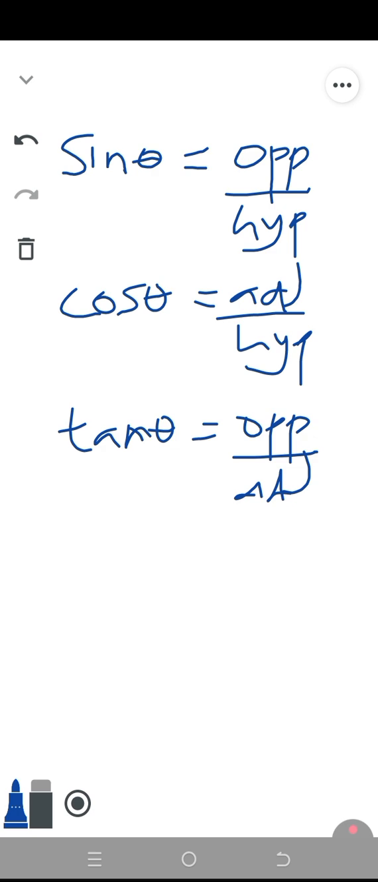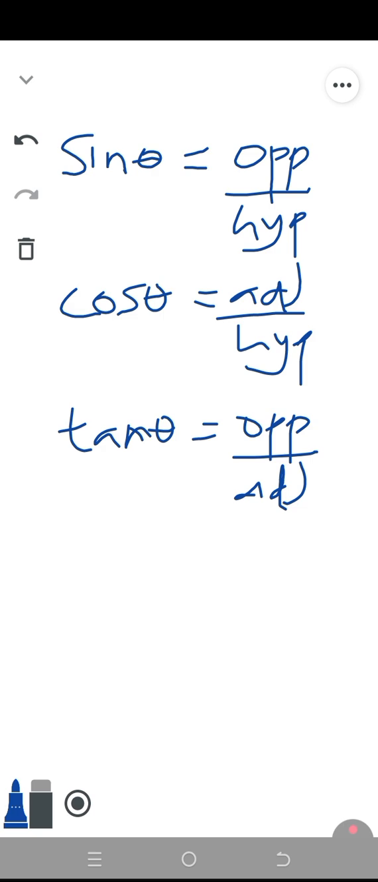Let me write it very well. Sin theta is opposite over hypotenuse. Cos theta is adjacent over hypotenuse. And tan theta is opposite over adjacent. So these are the three trigonometry ratios that we use to determine our unknown angles and we find it.